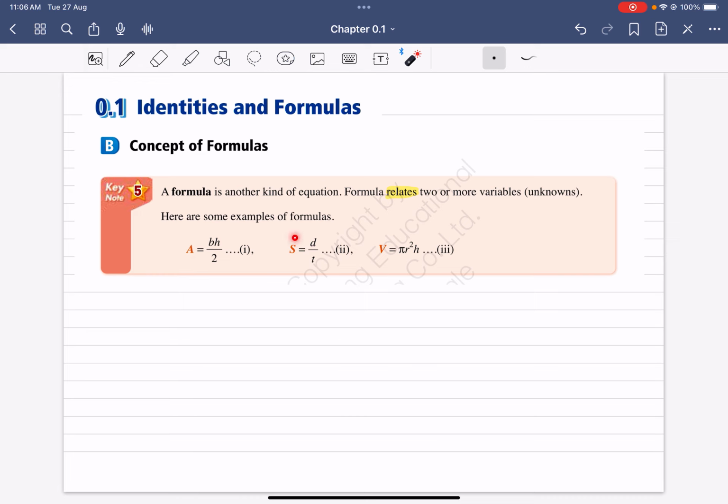For example, this one, s equals d over t. So this is distance over time, so you can get the speed. And the third one, V equals pi r squared h. So this is a cylinder. You can find the volume by finding the base area of a cylinder times height. So we try to relate the variables in one equation.